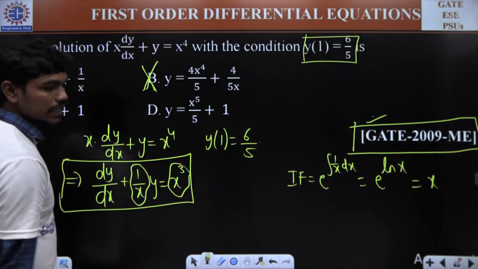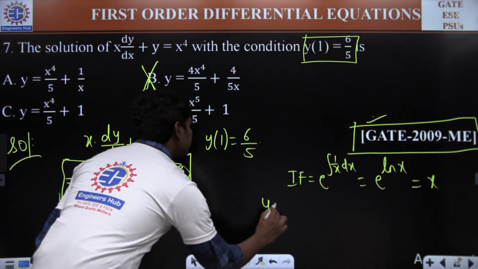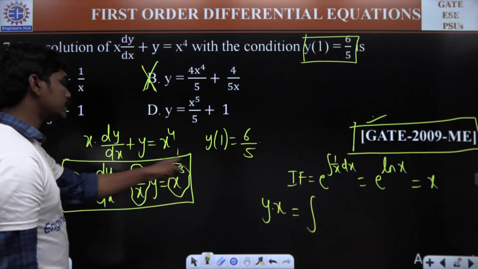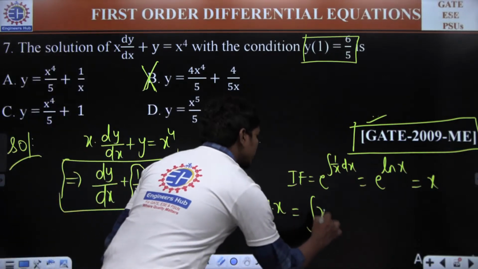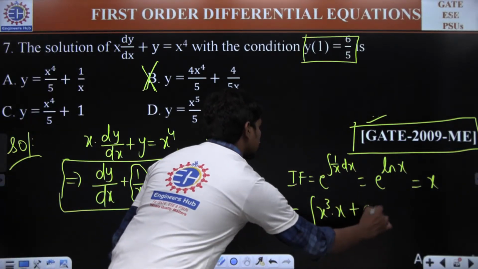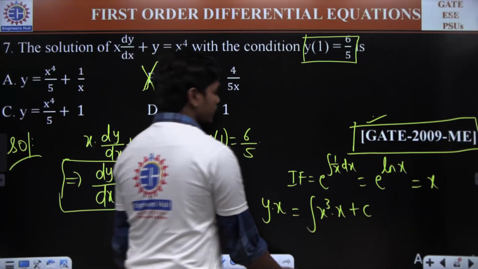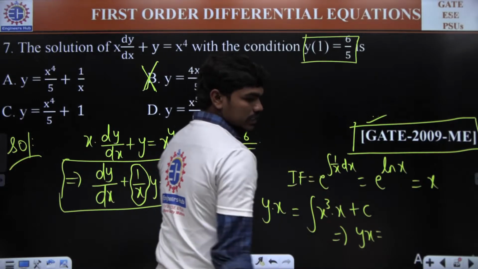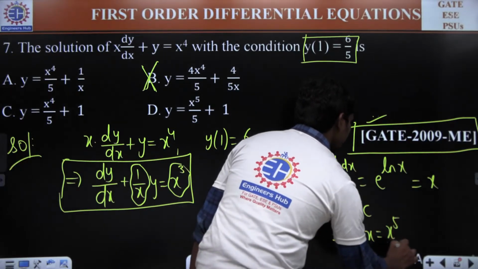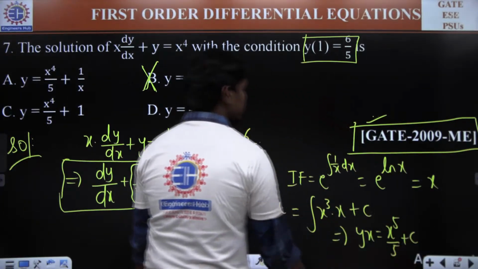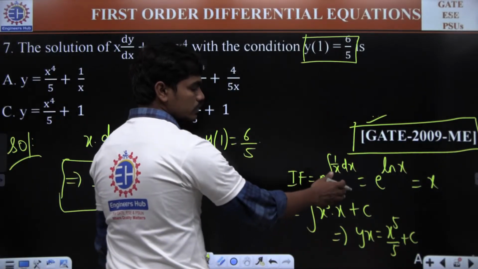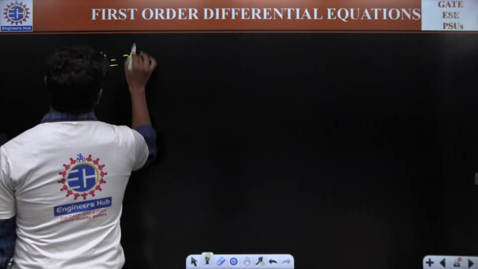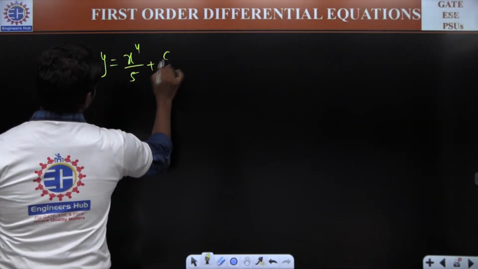So if the integrating factor is x, then the solution is y into integrating factor is equal to integration of this function q, which is x cube after the conversion, into the integrating factor, plus constant. So this is x power 4. If you simplify, y into x is equal to integration of x power 4, which is x power 5 by 5 plus constant, and this implies y is equal to x power 4 by 5 plus c by x.